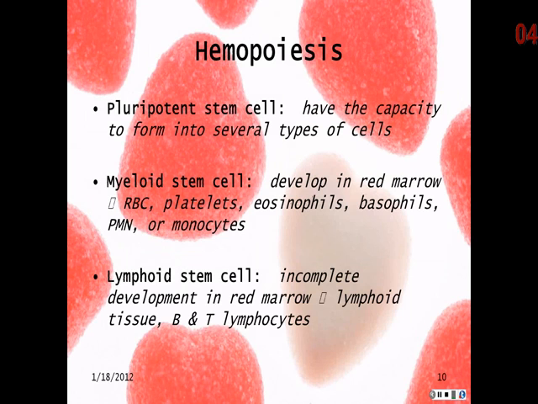The process begins with a pluripotent stem cell, which has the capacity to form into several different types of cells. It is like a cell that has not decided what it wants to be when it grows up. Most of them will form myeloid stem cells, which develop in the red marrow. They can form red blood cells, platelets, eosinophils, basophils, PMNs, or monocytes. Some will form lymphoid stem cells and will undergo incomplete development in the red marrow and then move to the lymphoid tissue. These will develop into the B and T lymphocytes.